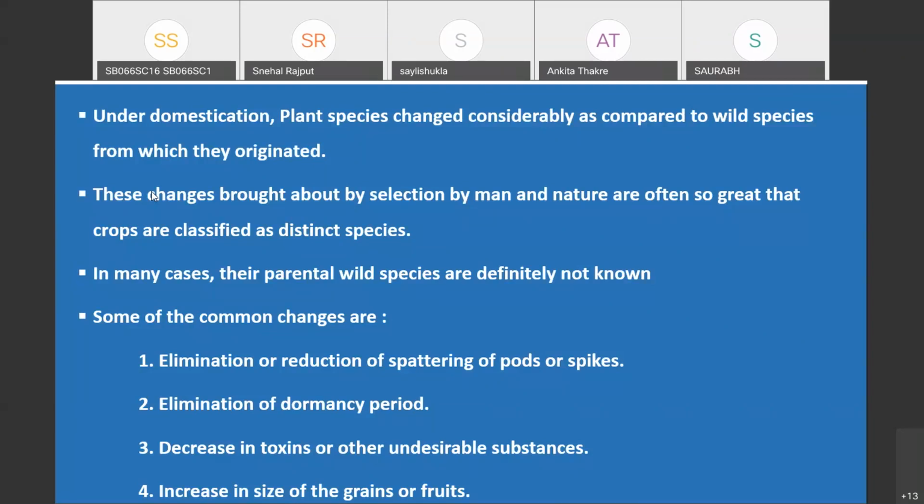The changes which have occurred in these crops are so great that we cannot identify their original parental wild weedy species.